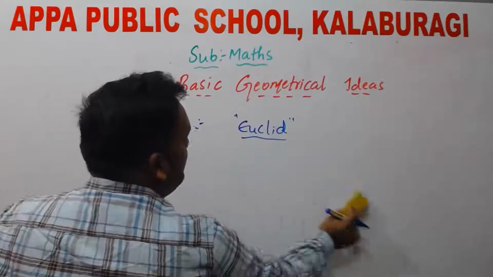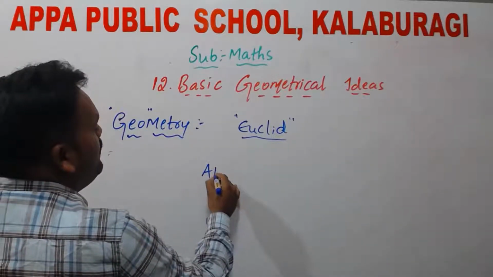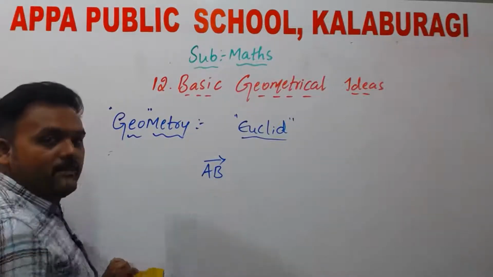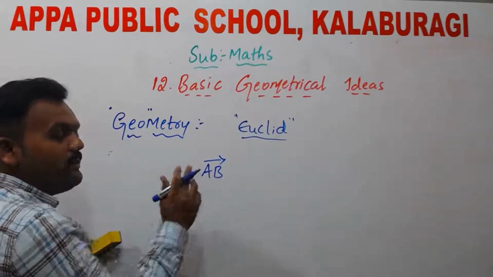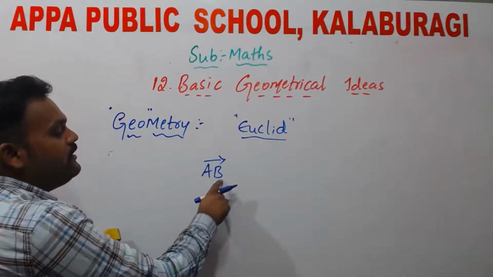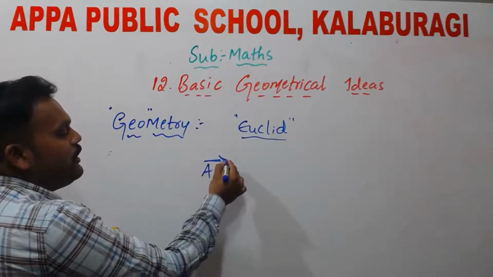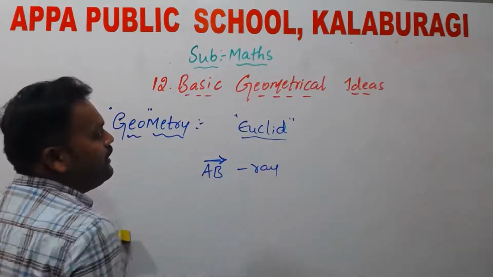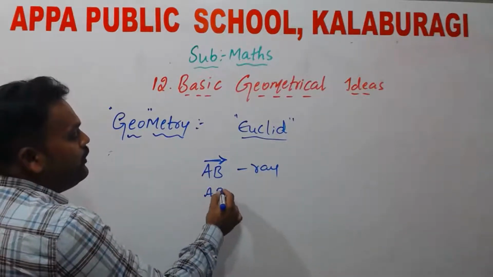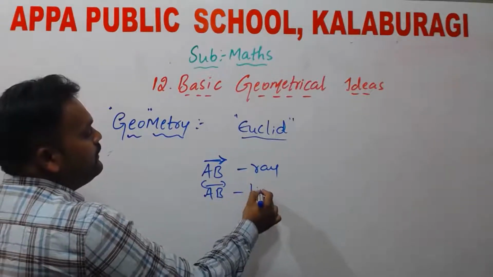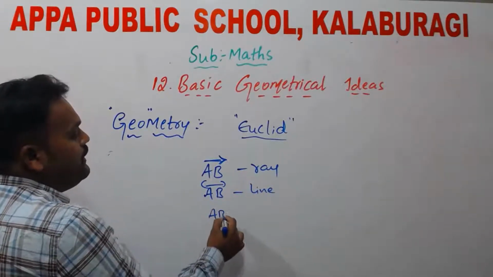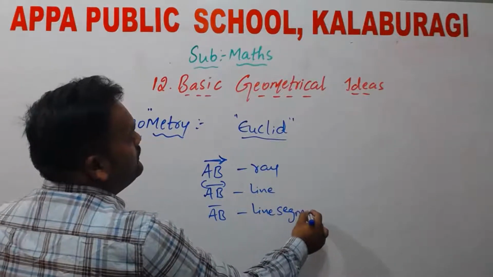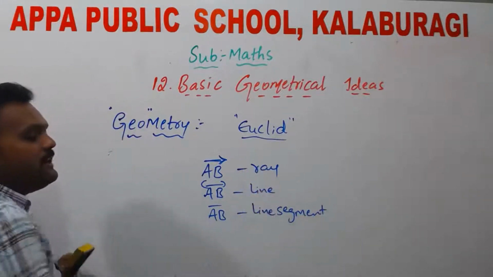See, it has a symbol, for example, AB like this. Infinitely to the right means a ray has one end point. It is infinite to the right, like this, with one arrow mark on the right side. That is called a ray. If two arrow marks are there, we call it a line. Now AB bar we call a line segment. This is the difference between ray, line, and line segment.